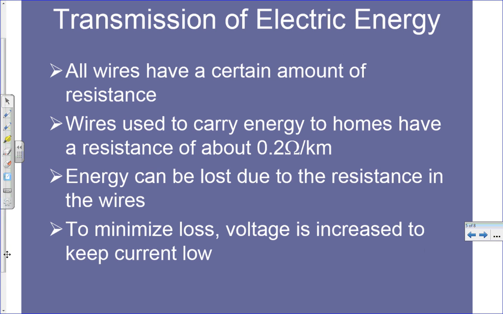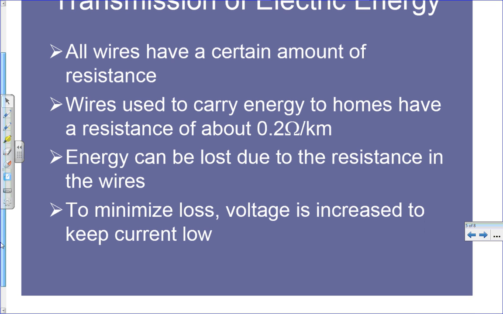So this is what I was just talking about. All those wires have a certain amount of resistance. For example, wires used to carry energy to homes have a resistance of about 0.2 ohms per kilometer. Since energy can be lost due to that resistance in the wires, they minimize that loss by increasing the voltage, which keeps the current low.